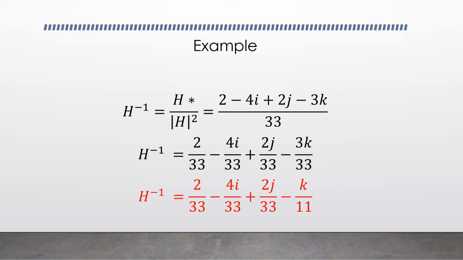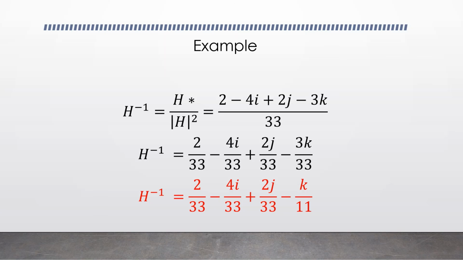Here we have 2 minus 4i plus 2j minus 3k over 33. We can separate them individually as 2 over 33 minus 4i over 33 plus 2j over 33 minus 3k over 33. And we do this so that when we simplify, that becomes easier.